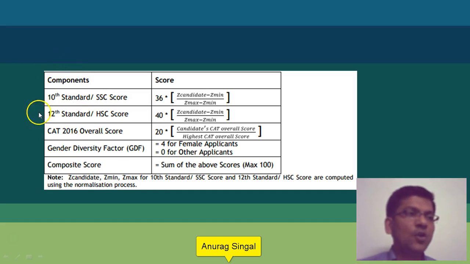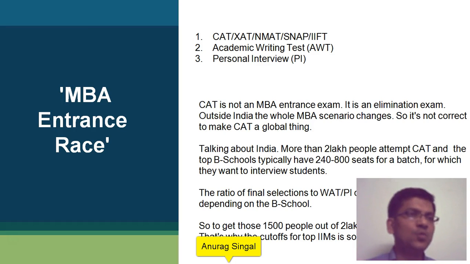And they will also take a holistic consideration of your scores. So the 10th standard score, they will take the 12th standard score, the CAT score, gender diversity factor. This is IIM Indore's published thing, and so they will have a composite score. And basis that they are going to draw a bell curve, normalize data, and then try to see whether you want to get it into. So this entrance race is something which is very challenging with respect to an MBA.